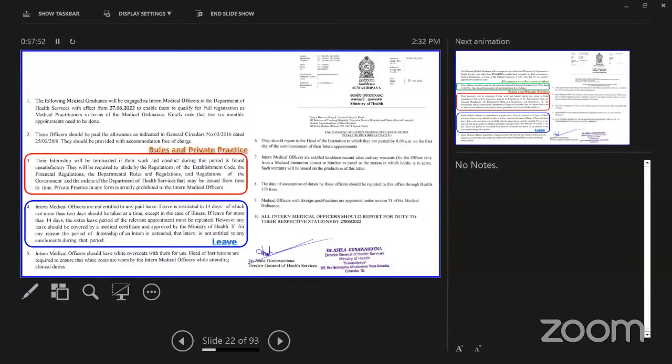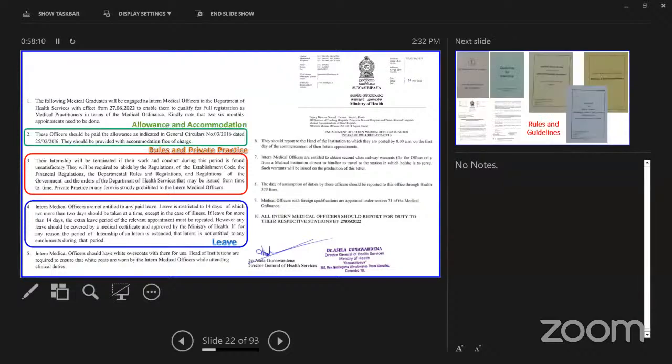I'll describe it in great detail when it comes to the leave. However, any leave should be covered by a medical certificate approved by the Ministry of Health. If for any reason the period of internship is extended, that intern is not entitled to any emoluments during that period.